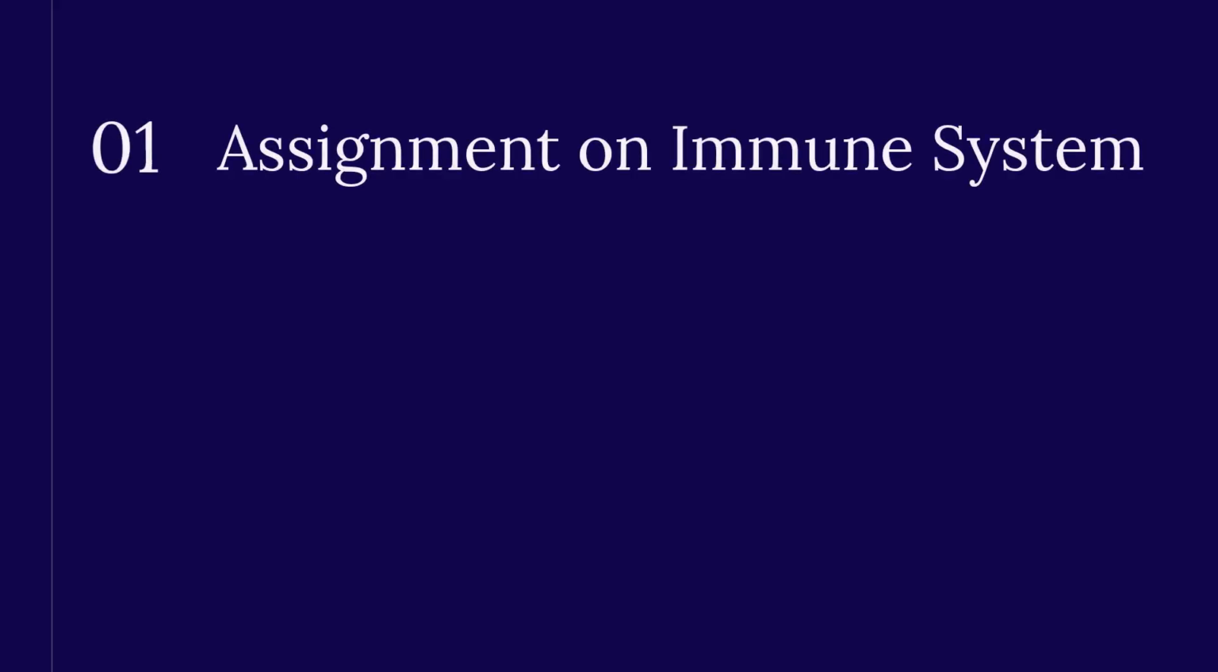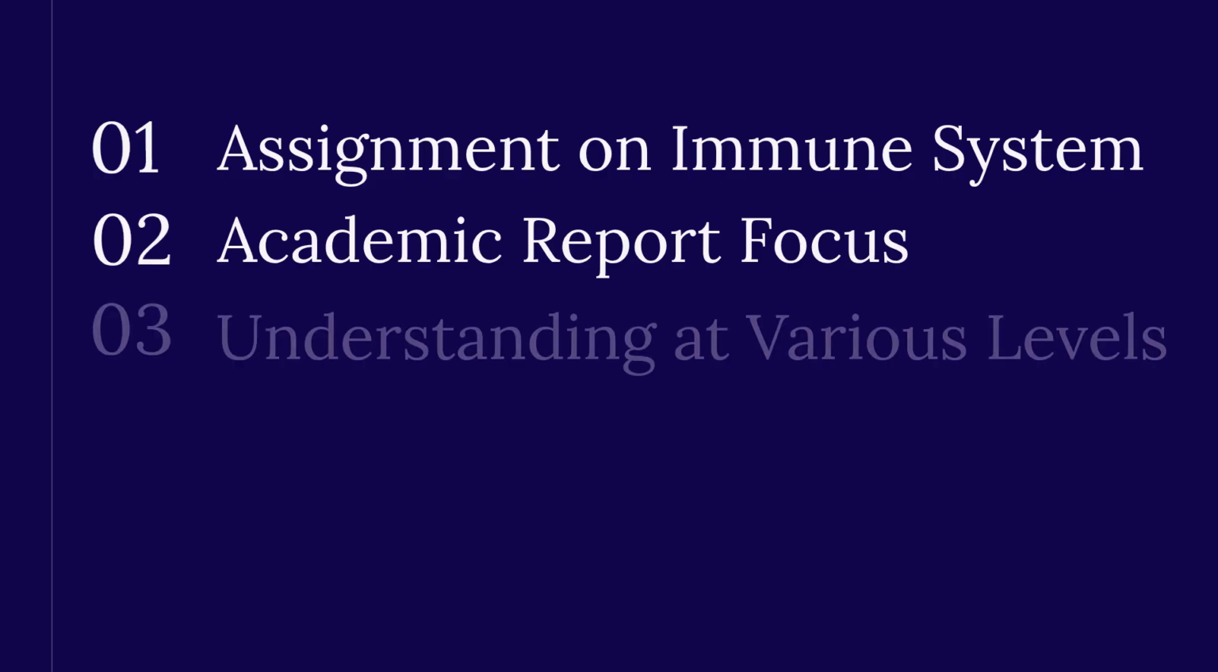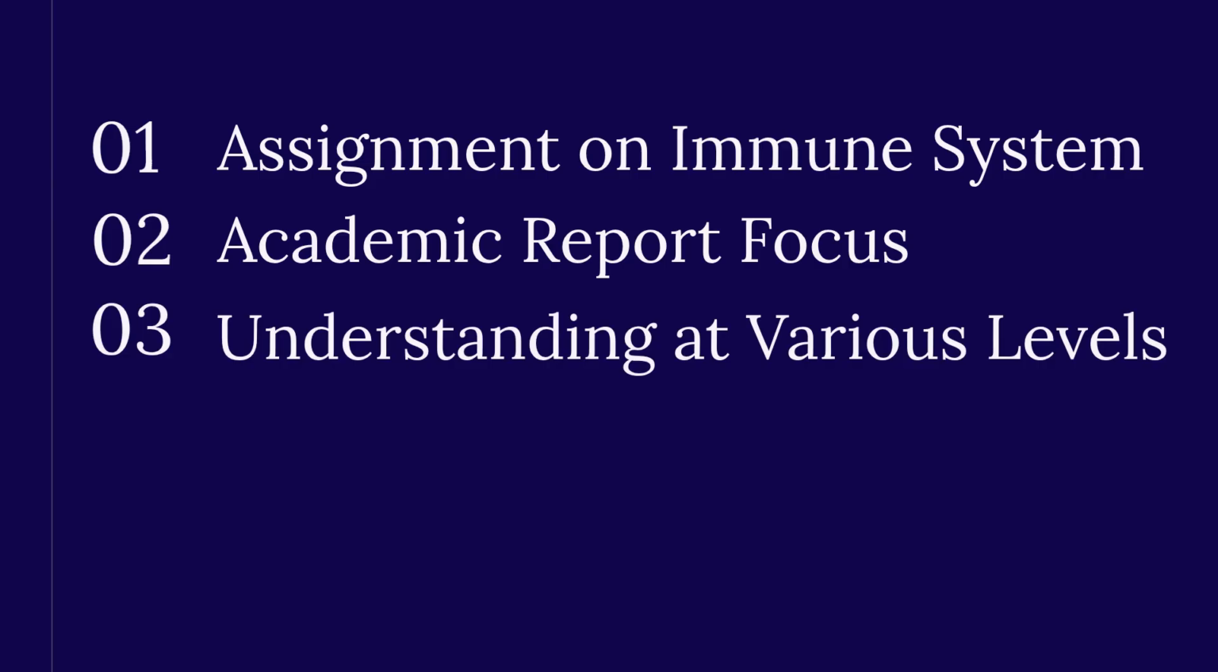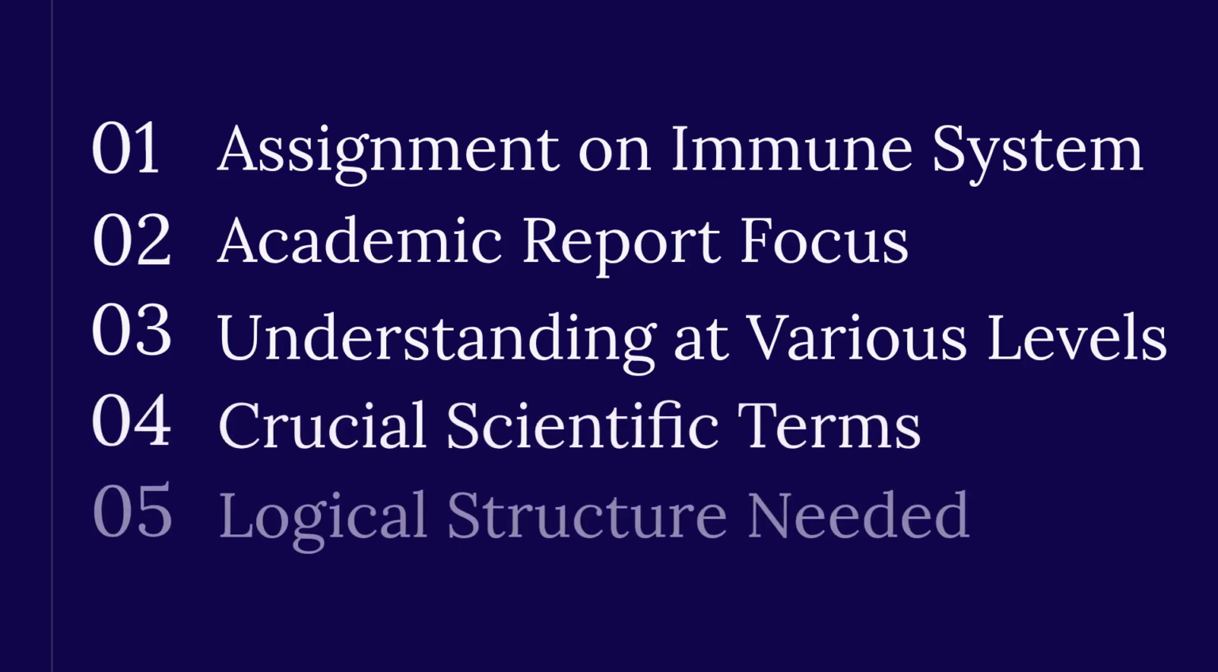The assignment focuses on an academic report about the human immune system. It requires understanding at various levels, from description to evaluation. Scientific terminology and logical structure are crucial. Diagrams should be used to support explanations. The unit is graded using Ascentis grades 1, 2, and 3.